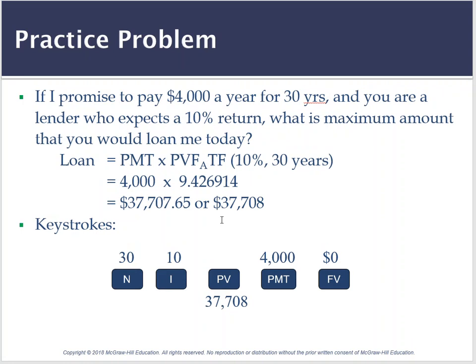If you promise to pay $4,000 a year for 3 years, and your lender expects a 10% return, what is the maximum amount that they would lend you today? Well, in this example, annual payments of $4,000 every year for 30 years, and the lender requires a 10% return, the value that they would lend you today is $37,708. Once again, you would be indifferent to earning $37,708 today versus having 30 annual payments of $4,000.